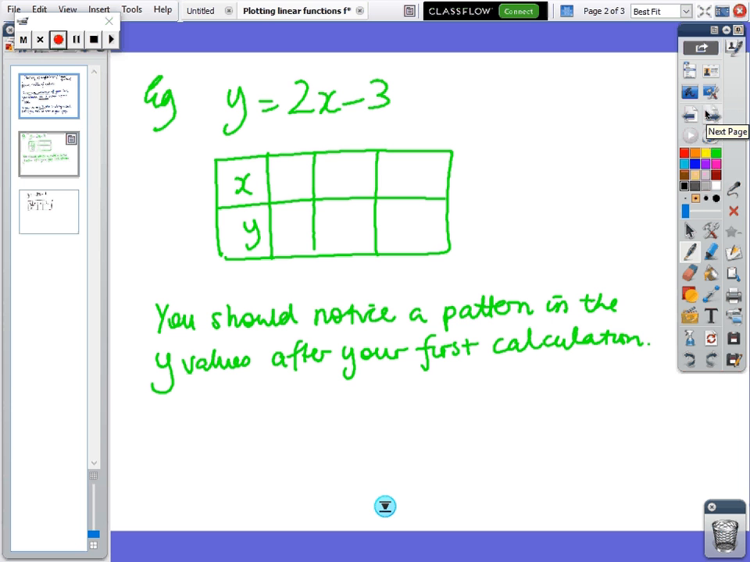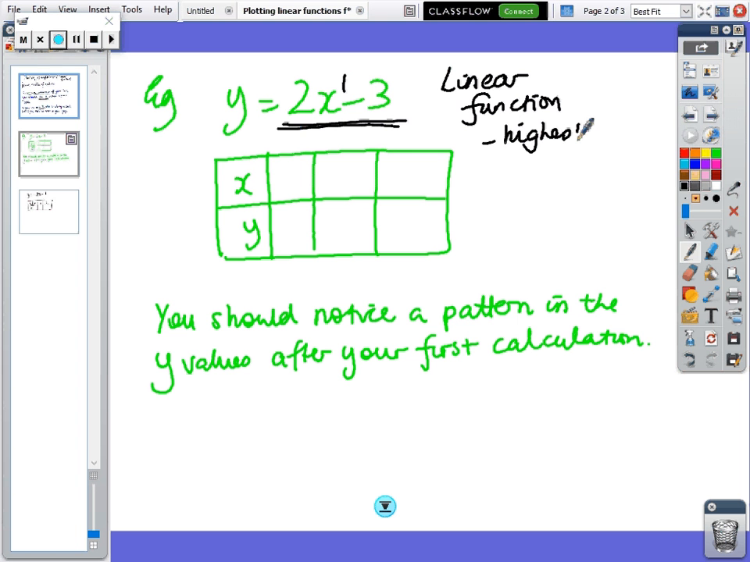Okay, so we're looking at an example. First of all, I know that this is a linear function because the highest power of x, there's the x, and the highest power is 1. When you have 2s and 3s, you get different shapes. So with the table of values, you can use any numbers you like, but for ease, we are going to use just 0, 1, and 2.